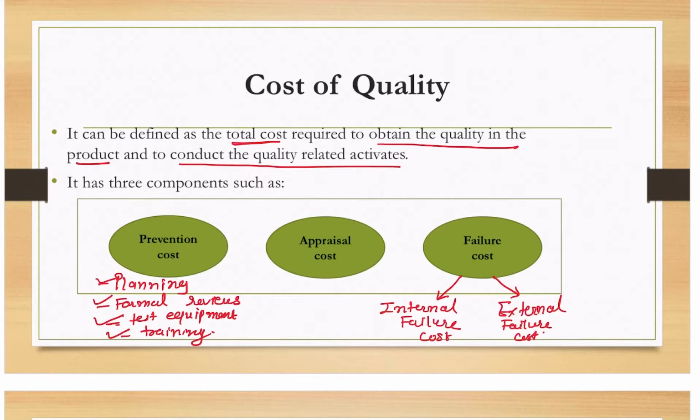Now, what is appraisal cost? This is the cost of quality required for gaining insight into the product. It includes the cost required for in-process and inter-process inspection, maintenance and testing. So basically appraisal cost is dependent on process, inspection, maintenance and testing of any kind of software.